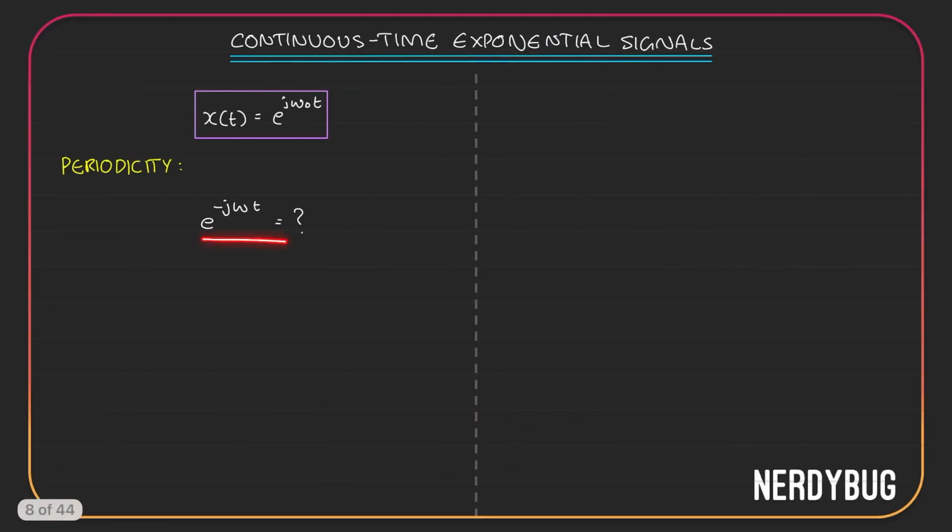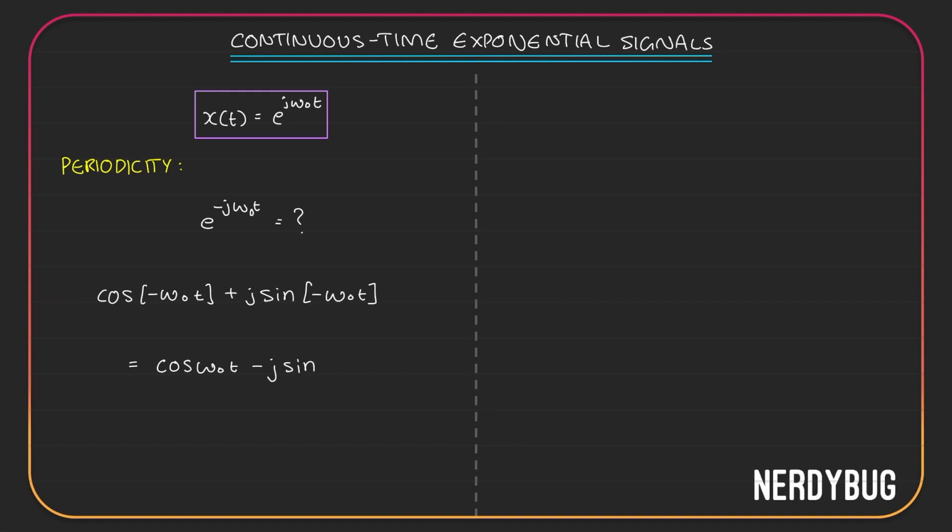Now, what if you take e raised to minus j omega naught t? In that case, you can write this as cos of minus omega naught t plus j sine of minus omega naught t. Cos of minus theta is the same as cos theta, so you will get cos omega naught t. Sine of minus theta is minus sine theta, so this is minus j sine omega naught t. When time is the time period, we want this to be 1. So cos omega naught t minus j sine omega naught t should be equal to 1.